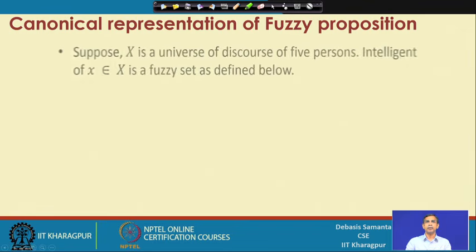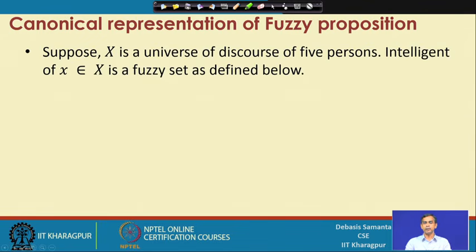Now, we will discuss the canonical representation of fuzzy propositions, because whenever we learn about fuzzy logic, we have to express things in a canonical, universal way. To do this, let us consider X as a universe of discourse consisting of 5 persons, and we want to define one fuzzy proposition, intelligent. So, X is intelligent, like, say, Ram is honest, with different values. Intelligent is a fuzzy concept or fuzzy linguistic term, and any element X that belongs to this fuzzy set intelligent can be defined using this formula.